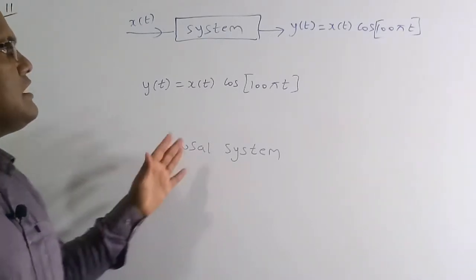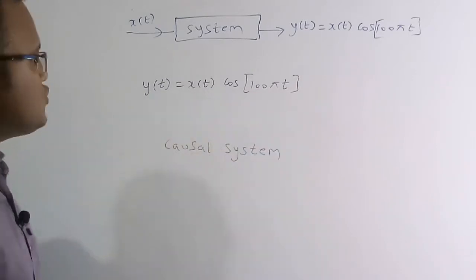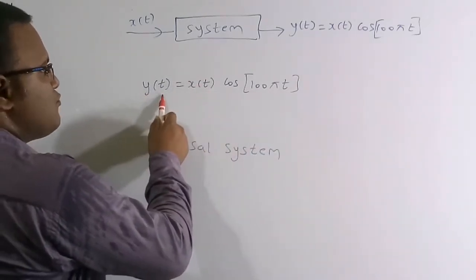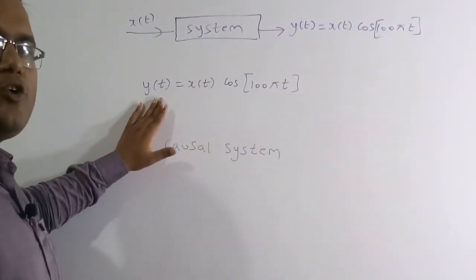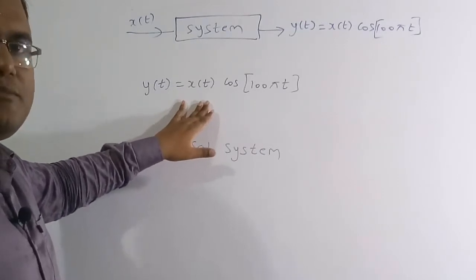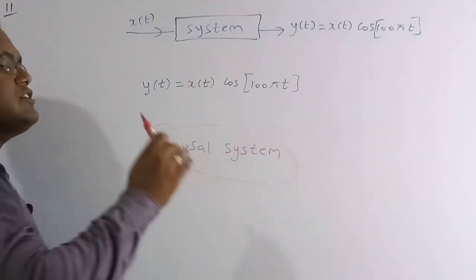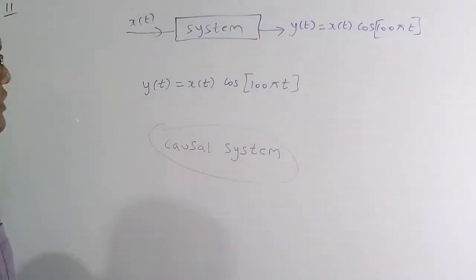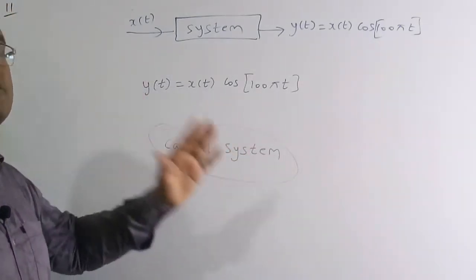So if you see carefully here, the expression is y of t is equal to x of t into cos of 100 pi t. If you take y of 0, then it depends on x of 0. If it is y of 1, then it depends on x of 1. Means at any time t, the output depends only on the present input. So we can conclude that this system is a causal system. The output of the system does not depend on any of the future inputs. So we can say this system is a causal system, meaning physically we can build this system.